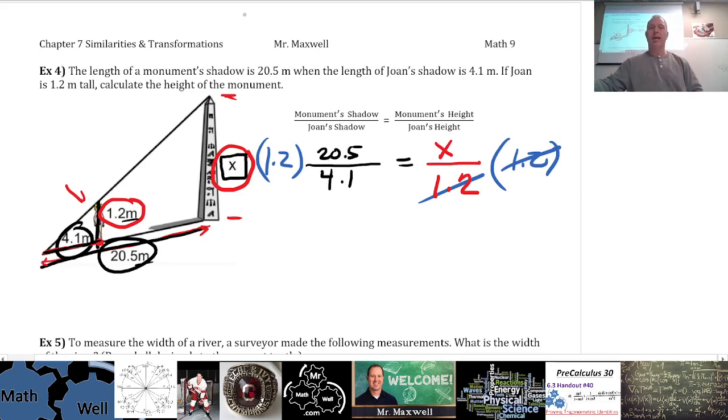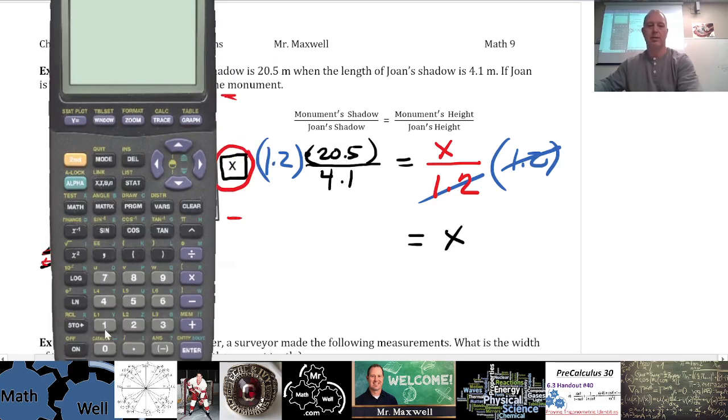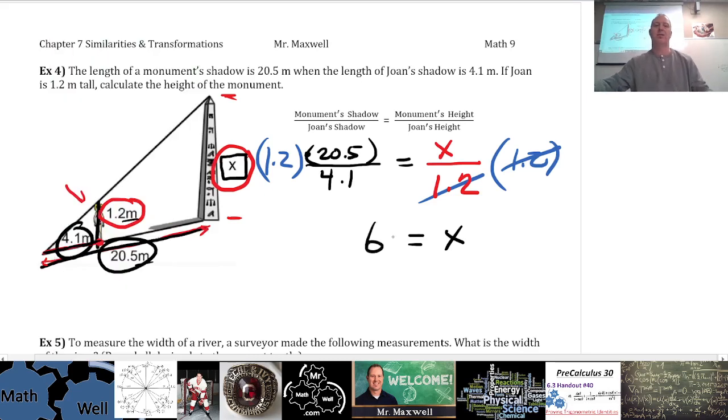Over here, x is going to be equal to the product of 1.2 times 20.5 divided by 4.1. And you can do that on your calculator all at once. So 1.2 times 20.5 divided by 4.1. All right. And that looks like it's 6. Did anyone else get that answer? 6? Awesome.